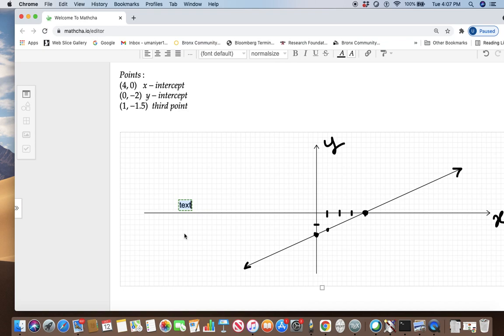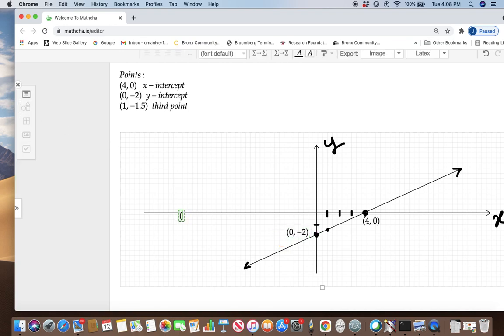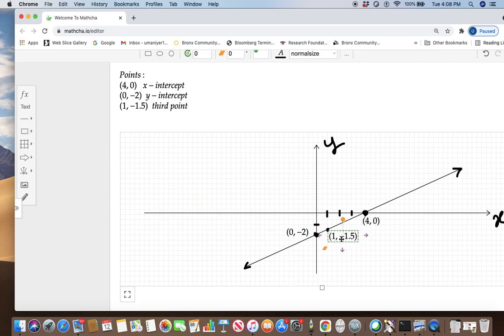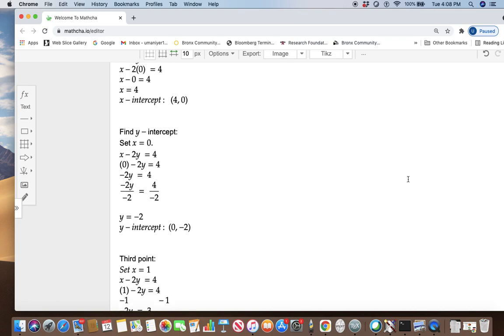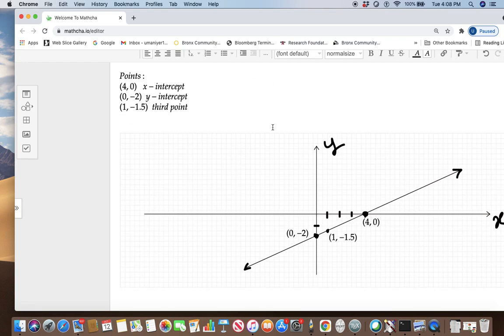Okay. So, what are the points? One is 4, 0. That's your x-intercept. The other is 0, negative 2. That's your y-intercept. Maybe I'll write it here. And the third one is 1, negative 1.5. Okay. That was your third point. So this is the line given by this equation.